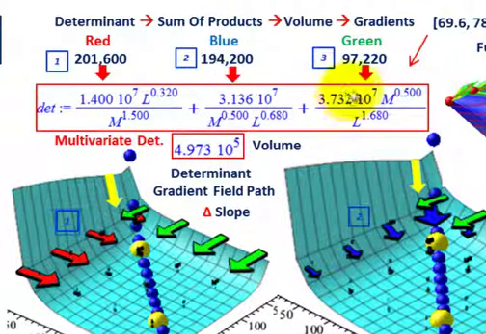And then looking at our third part of our sum of products, I've got that color coded. This one, the blue one, is 194,200. Now this green one here is 97,220. Okay, the only point I'm looking at here, and we'll look at those in terms of our gradient. If I sum my red portion plus my blue portion plus my green portion, the volumes here, the sum total is 4.973 times 10 to the 5th, 497,300. Just looking at our sum of products 1, 2, and 3.